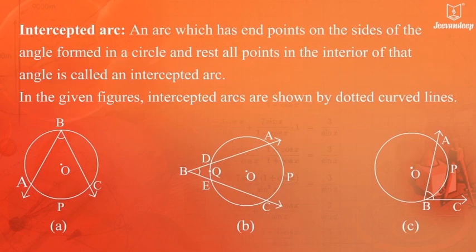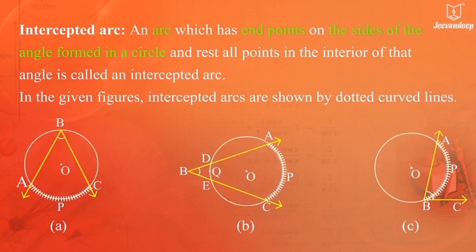Intercepted arc. An arc which has endpoints on the sides of the angle formed in a circle and rest all points in the interior of that angle is called an intercepted arc. In the given figures, intercepted arcs are shown by dotted curved lines.